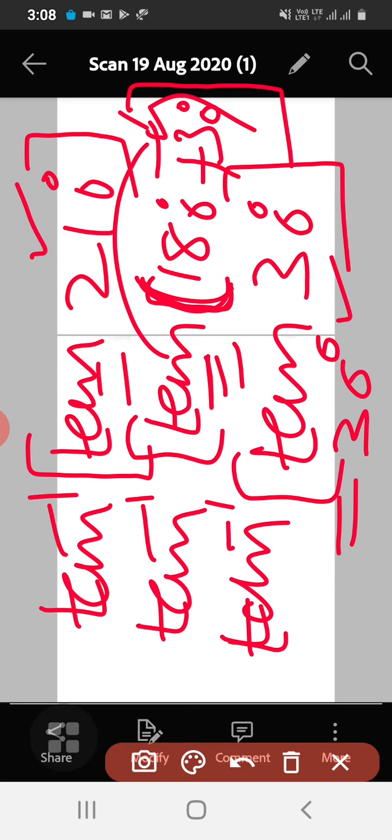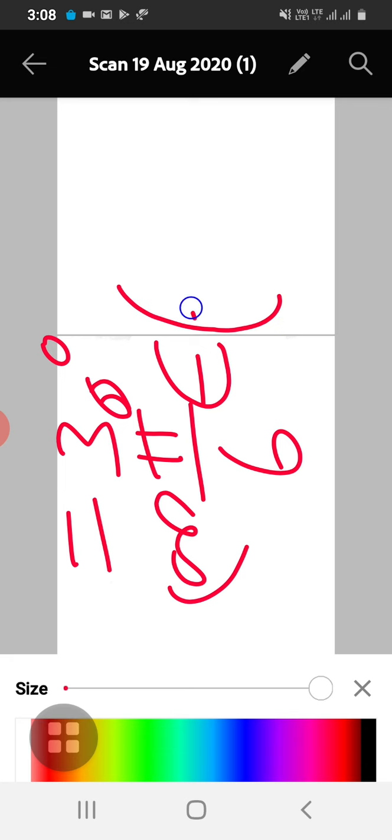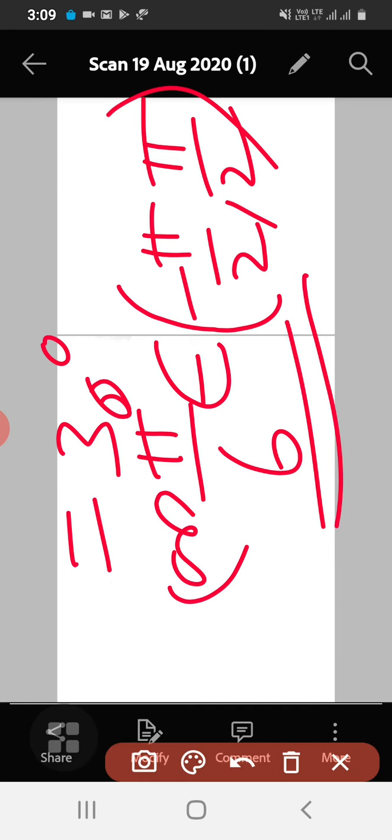Clear? See, I got 30 degree, or it is pi by 6. Now it belongs to the open interval minus pi by 2 to pi by 2. So this is called the principal value of the given function. In this way we have to solve the problems. So let us continue the remaining problems in the next class.